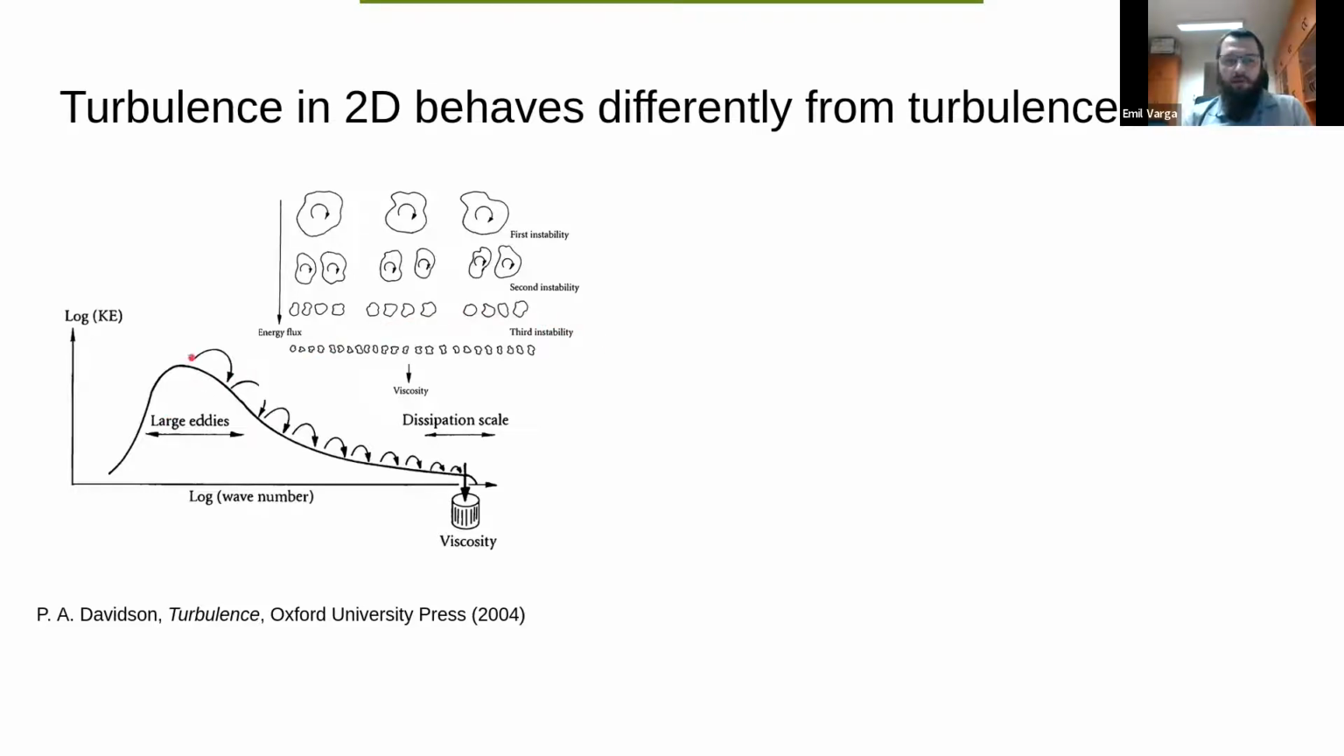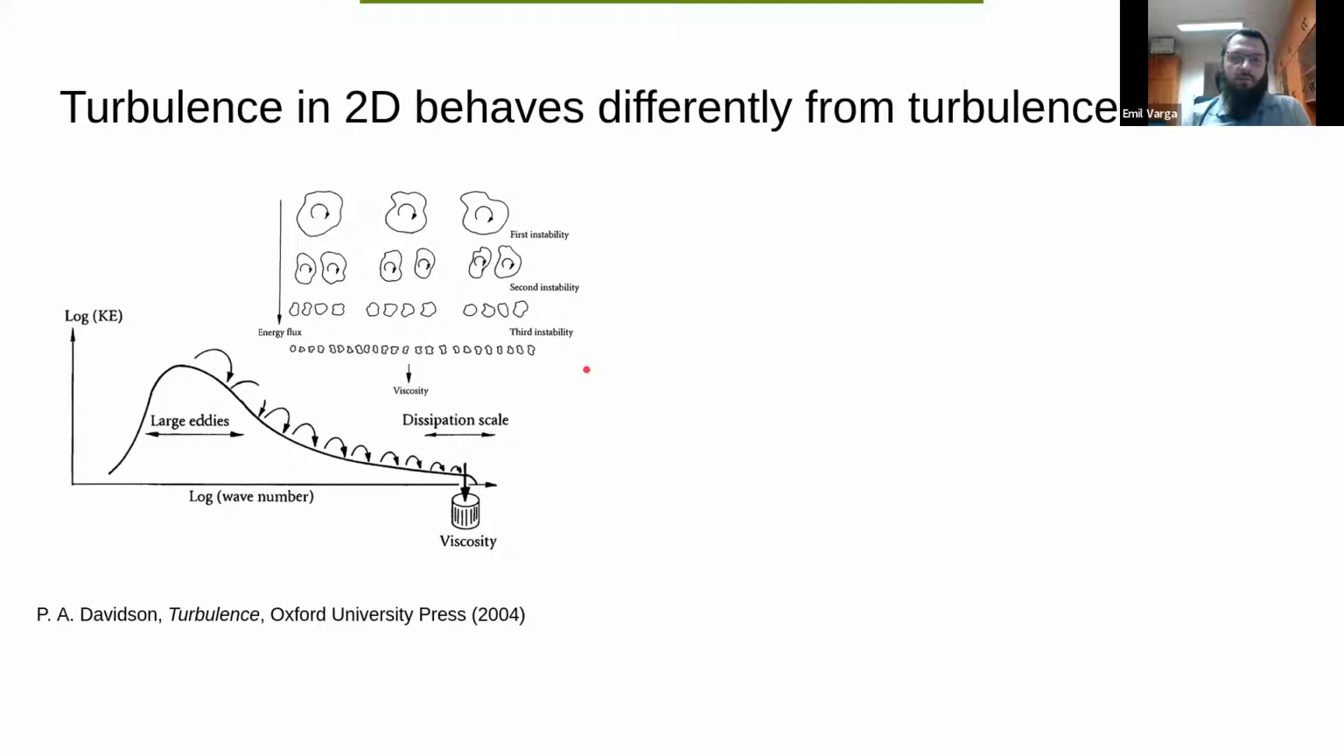This graph here shows the magnitude of kinetic energy as a function of wave number, or inverse spatial scale. Typically, you have some scale where the kinetic energy peaks, where you inject energy, and then in a cascading fashion, like a recursive mechanism which transfers energy from eddies of one size to a neighboring size, transfers energy down to smaller and smaller scales, or larger and larger wave numbers, until it's dissipated by viscosity.